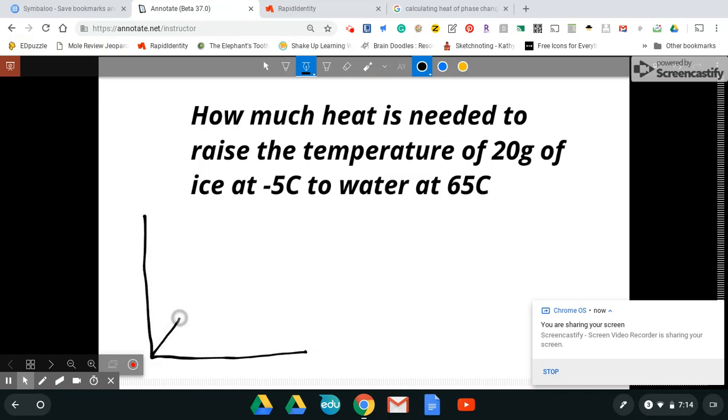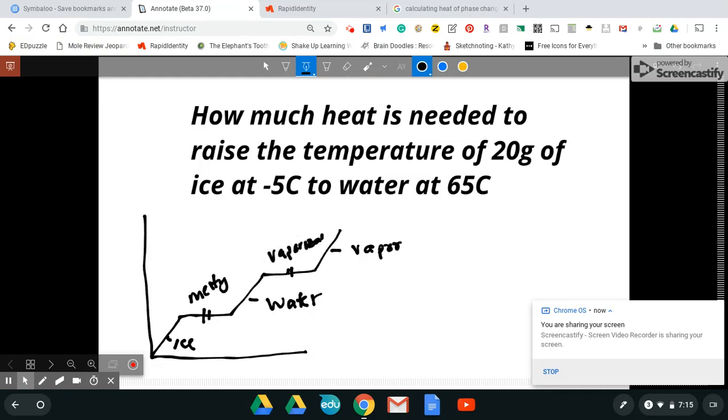So, if we draw our normal stair step graph, okay, remember here is where ice is, here is where liquid water is, and this is where we are at vapor. Okay, it is at this point that we're melting, and it's at this point that we're vaporizing.